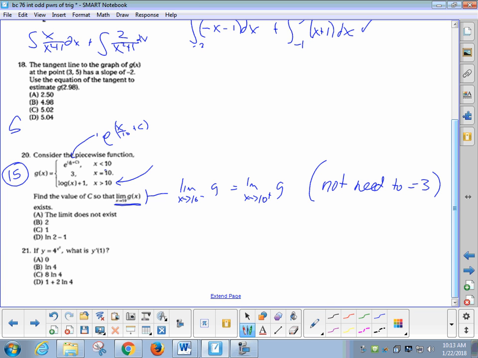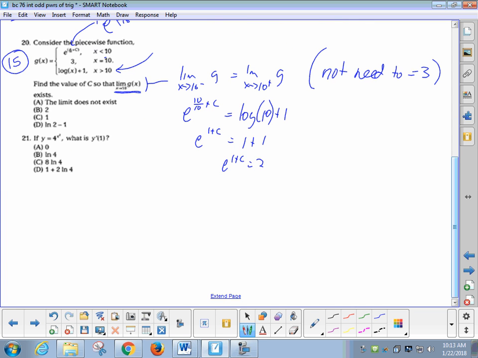So it becomes more like e to the 10 over 10 plus c needs to equal log of 10 plus 1. E to the 1 plus c needs to equal, what's log of 10? 1. E to the 1 plus c needs to equal 2. Take the log of both sides. And boom.